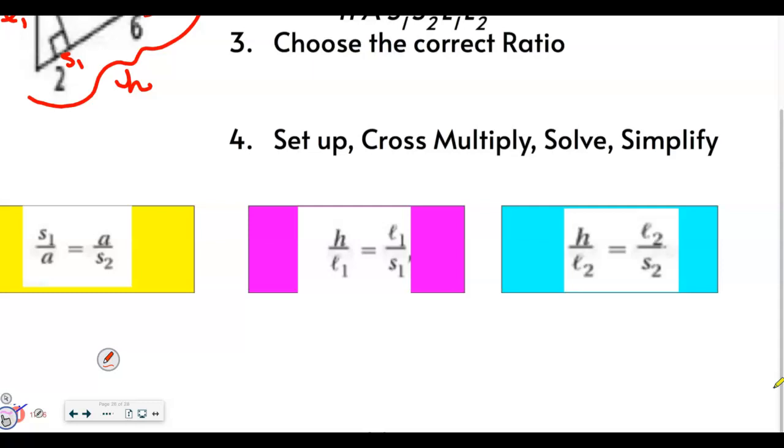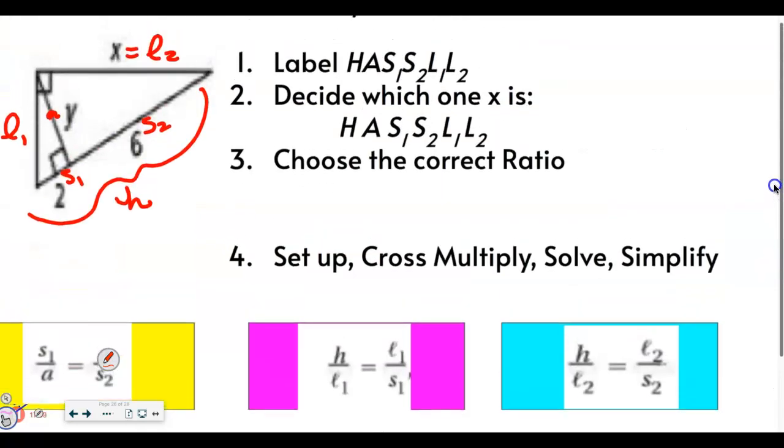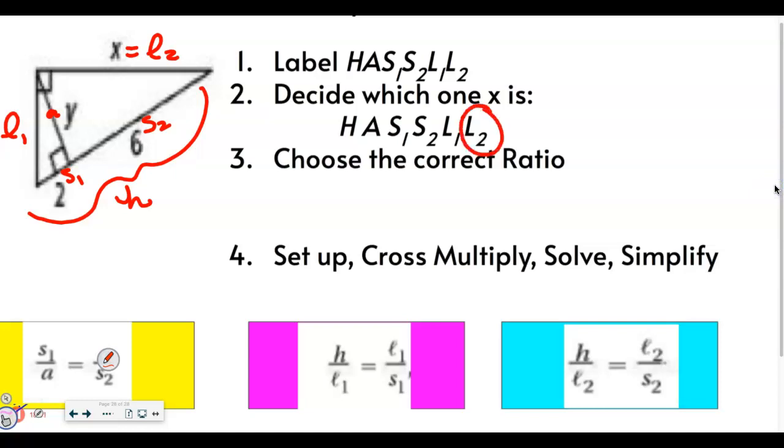So go write those 3 down. And then your goal, I don't think we need to practice this a ton. If you can label it, all you need to do is pick the one that involves your missing piece. So I'm going to go up here and circle this. X is the L2 on this picture. You're going to choose the correct one. Am I going to go yellow, purple, or blue? What do you think? Go ahead and tell me, guys. Blue. Exactly. I'm going to pick blue.